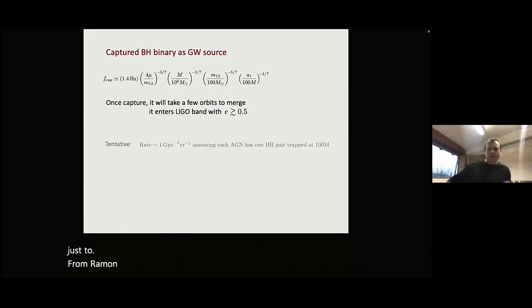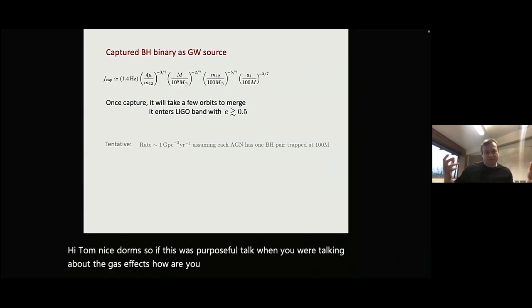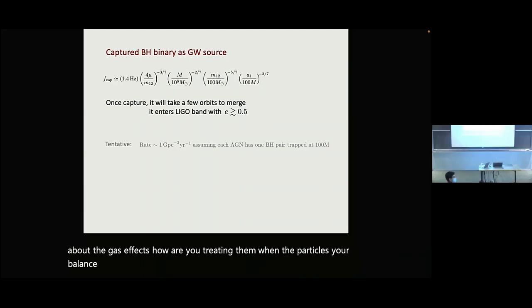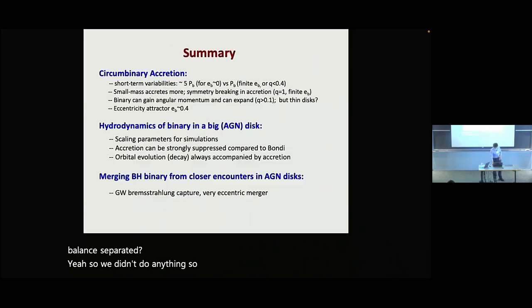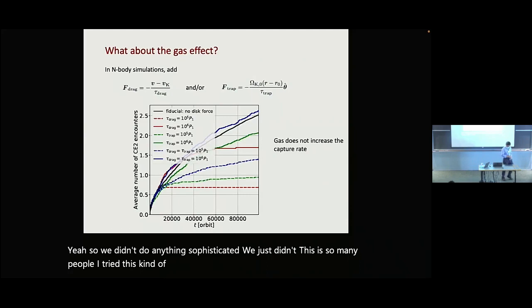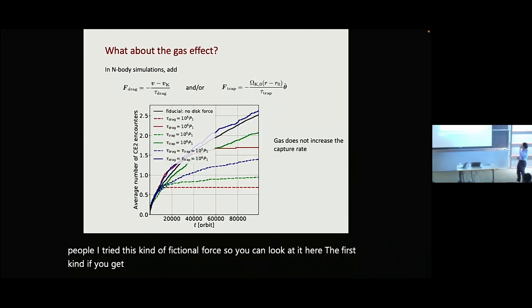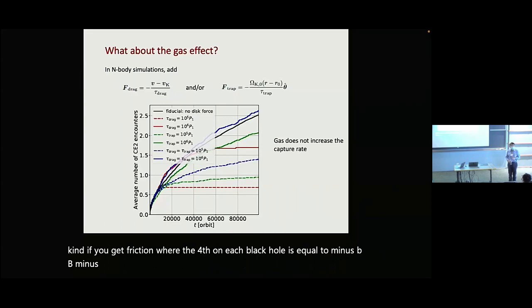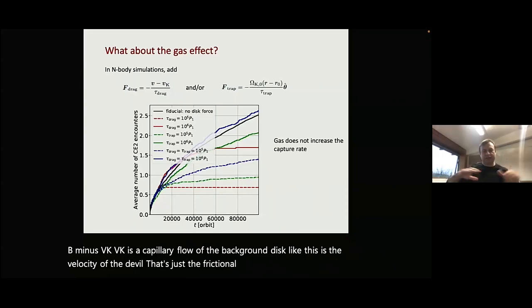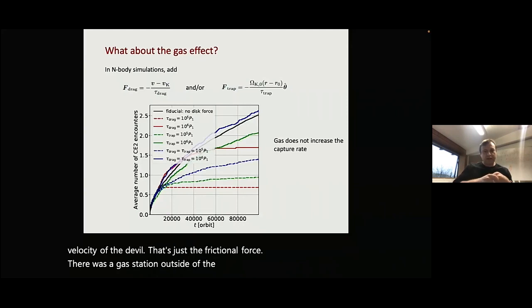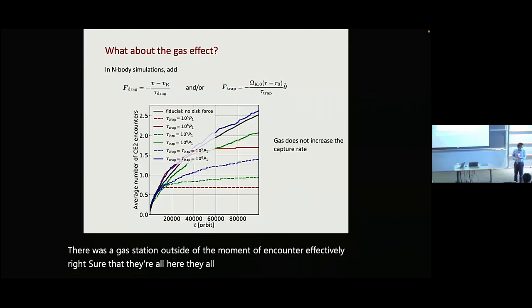Hi, nice talk. In the last part of the talk, when you were talking about the gas effects, how were you treating them when your particles were well separated? Oh yes, we didn't do anything sophisticated. Many people try this kind of frictional force. The first kind is just friction, where the force on each black hole is proportional to minus (V minus VK). VK is the Keplerian flow of the background disk, and V is the velocity of the black hole. It's just a frictional force. There was gas friction outside the moment of encounter, effectively. That would be damping the eccentricity. Yeah, exactly. This first drag force has the effect of damping eccentricity.